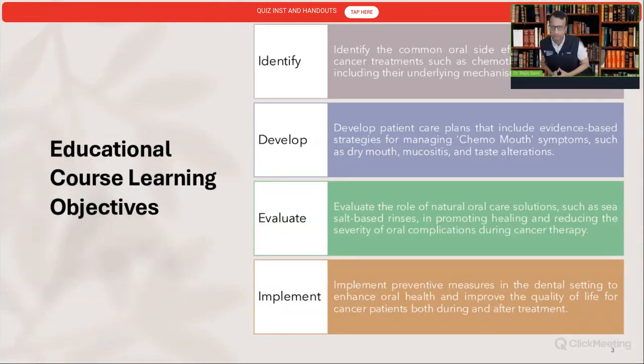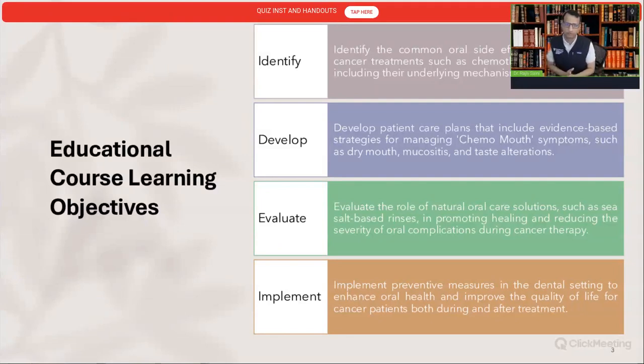So the educational course learning objectives in today's seminar: number one is to identify the common oral side effects associated with cancer treatment, such as mucositis, xerostomia, and metallic taste, irrespective of the cancer treatment, whether it's chemotherapy or radiation. Second is to develop a patient care plan based on evidence-based science, and how we can manage the symptoms related to chemo mouth in general.